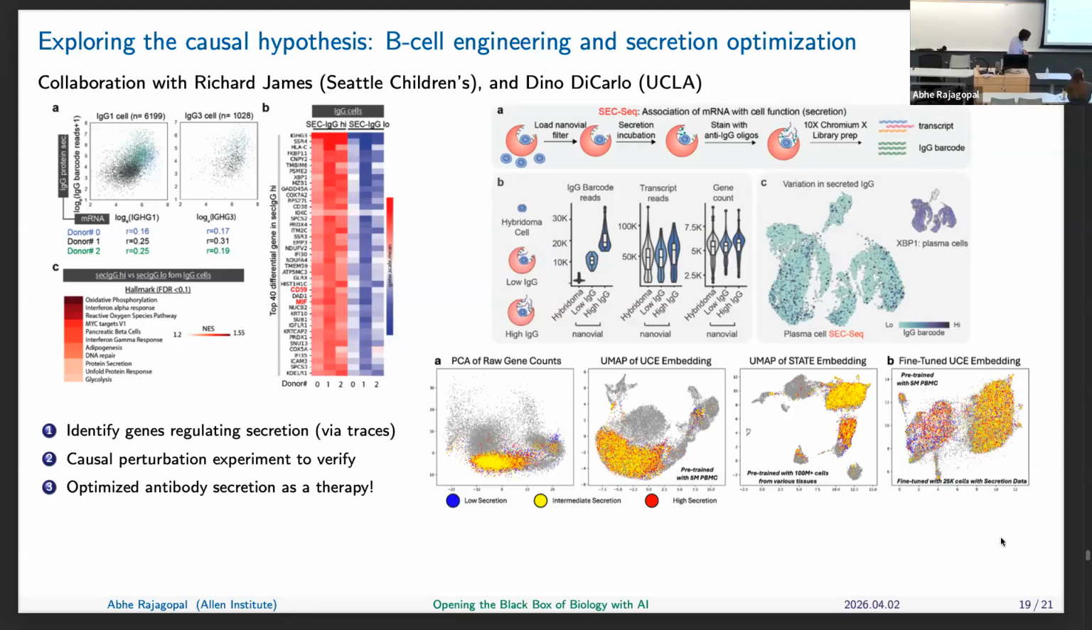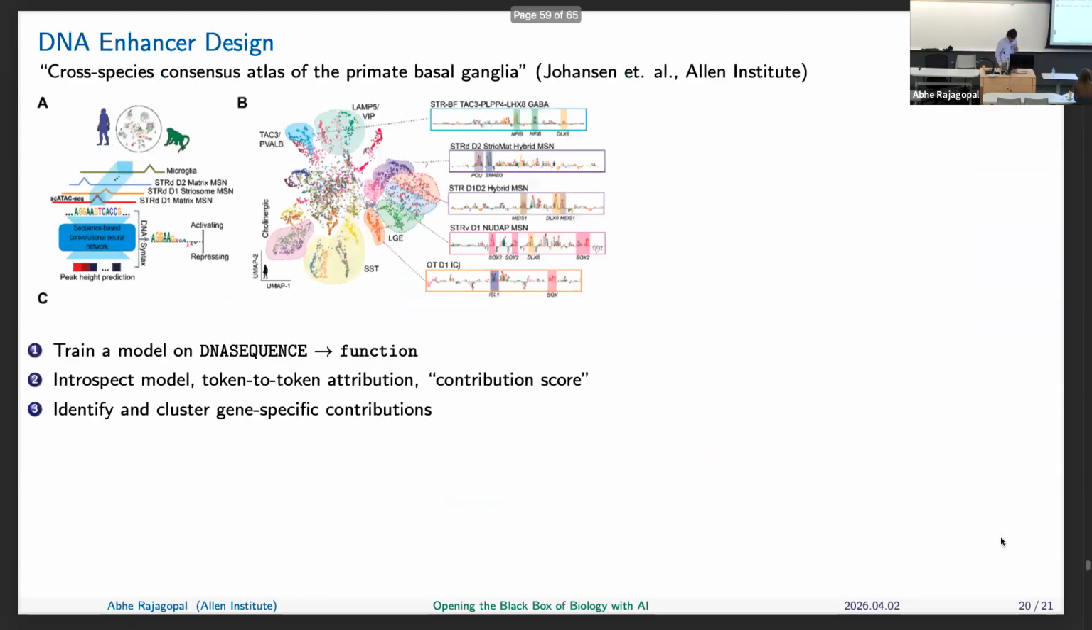So we have sort of the basis of this. We can look at the embeddings with a bunch of foundation models. We can extract traces that correspond to high secretors and low secretors. We can identify, or hypothesize, the genes that are different between those two groups. And right now what we're trying to do is queue up experiments where we're actually editing those genes to see if they're actually controlling secretion. So this is ongoing work as well.